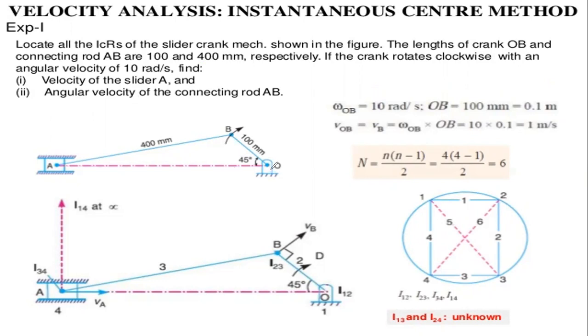This is the fixed center O, and OB is the crank. AB is the connecting rod, and AO is the fixed axis here. So we are drawing the diagram. The crank has an angular velocity of 10 radians per second, moving in the clockwise direction. From this, we are going to find the velocity of the slider A and the angular velocity of the connecting rod AB.